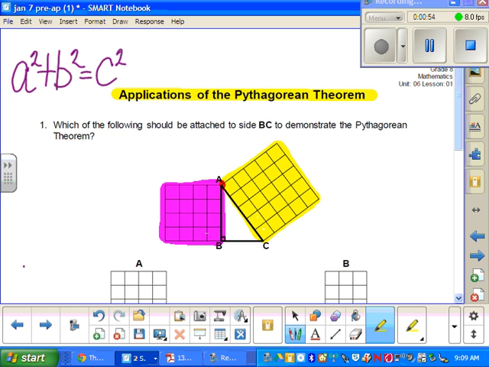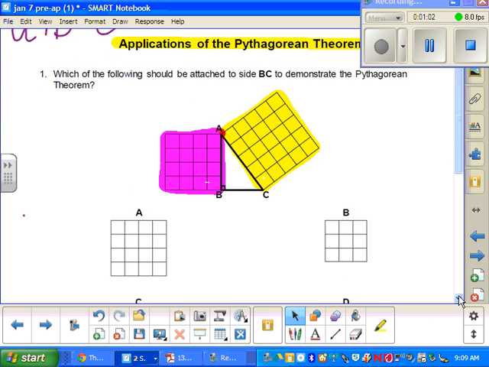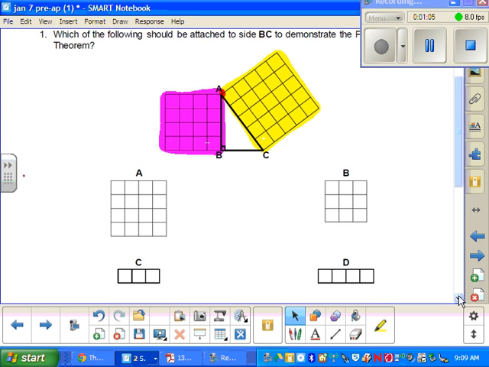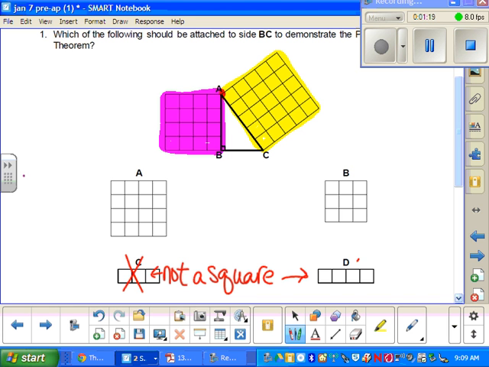Now, in this problem, they give us the hypotenuse and they give us one of the legs. So to find this, we can rule out a couple of these. When you look at your choices, look at choices C and D. Those are not complete squares. Okay, so we're going to mark those two out. Now, to determine what our answer will be, we're going to take the area of the square from A to C and subtract the area of AB.